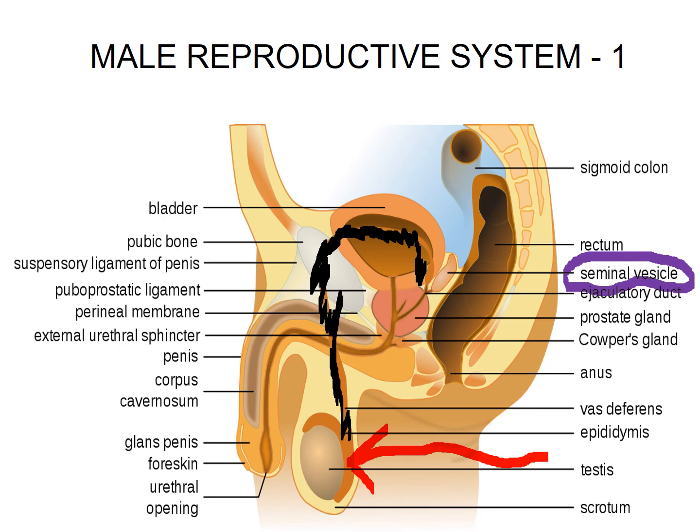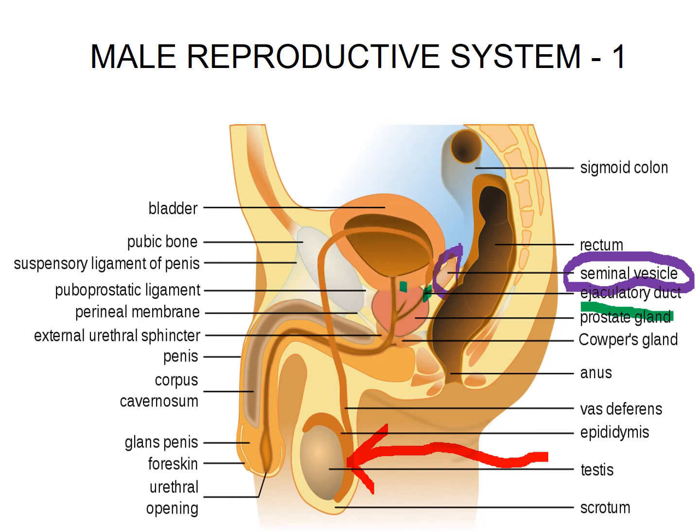So once the vas deferens runs together with this seminal vesicle right here in purple, it forms a new tube, I guess you can say, and that's called the ejaculatory duct. And then the ejaculatory duct is what goes through the prostate gland, I'll circle it in blue again. Here we go. So that's the prostate. The ejaculatory duct runs through the prostate and then meets up with the urethra.